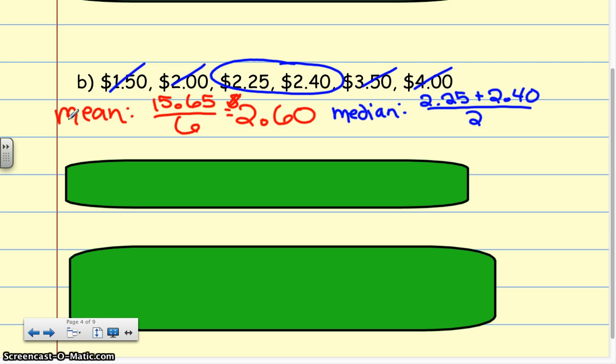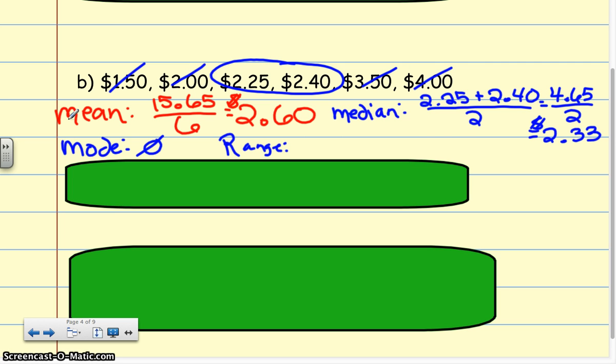And that turns out being 4.65 over 2, which is 233 rounded. Okay? Mode, there is no mode here. So I'd say mode, no mode. So I'd go like that, none. And my range is my $4, take away my $1.50, is equal to $2.50.